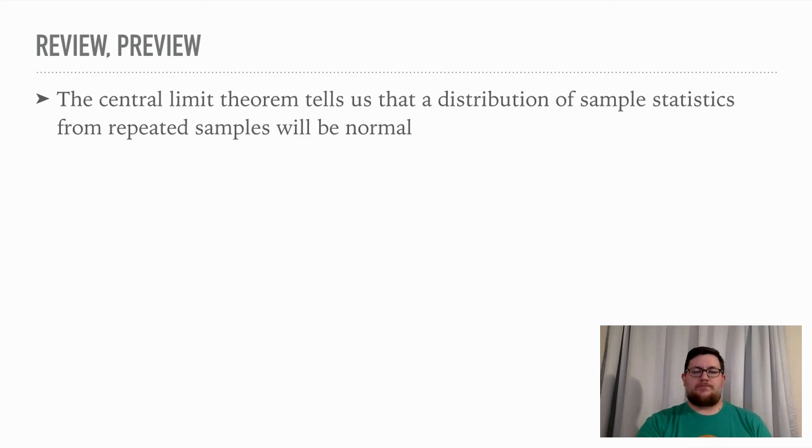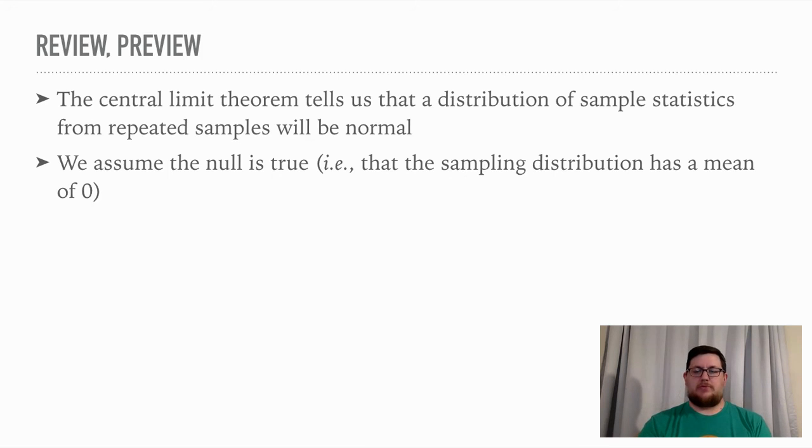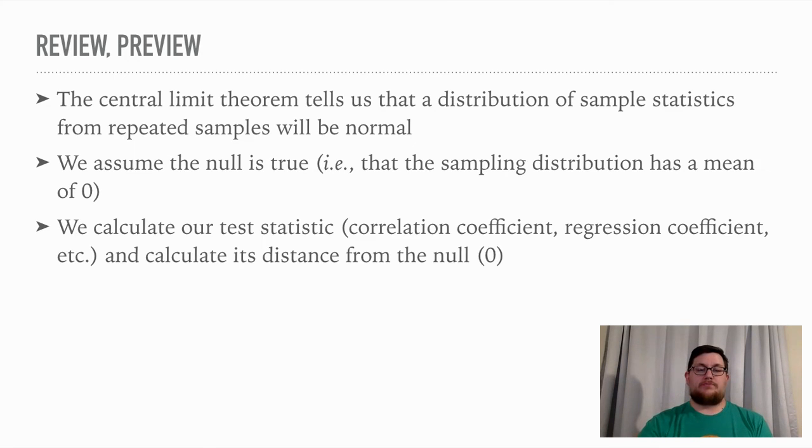So, quick review. Central limit theorem tells us that a distribution of sample statistics from repeated samples will be normally distributed. That's not new. We assume the null is true. That is, we assume that the sampling distribution has a mean of 0. From that, we calculate our test statistic, whether it's correlation coefficient, regression coefficient, whatever. And we calculate its distance from the null, which is the assumed hypothetical mean of that sampling distribution. This is how we get our p-values.